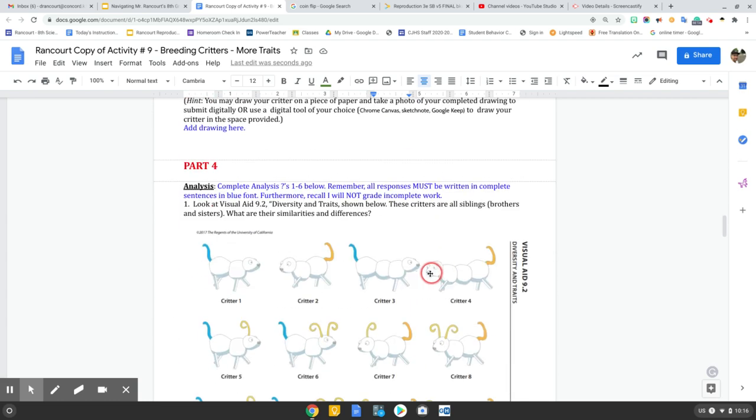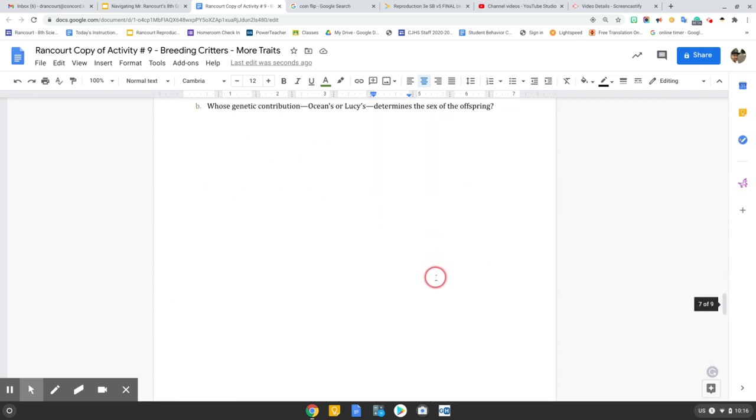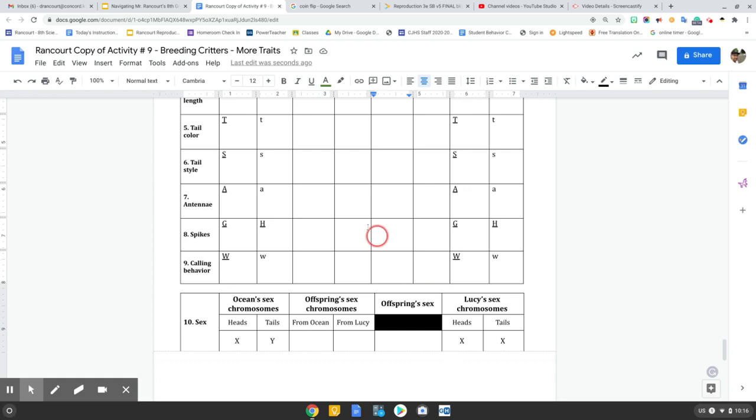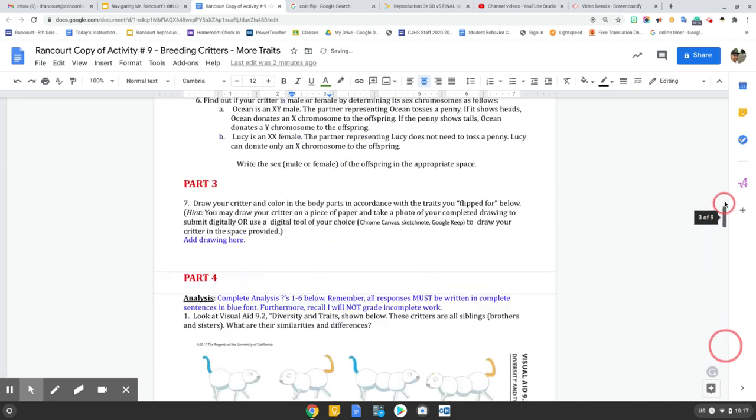So I'm going to scroll all the way down here till I get to number 10. This should all be filled in by now. I just didn't do that for you for the sake of the tutorial. And then you're probably thinking, well, I need to flip it for Lucy. But wait just one second. The directions tell you to do something slightly different.